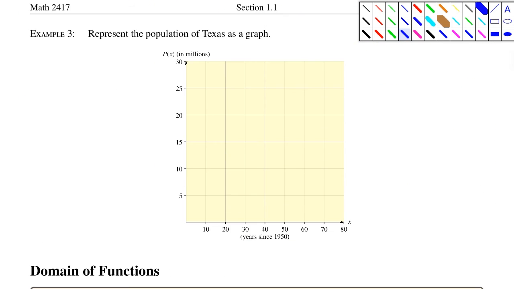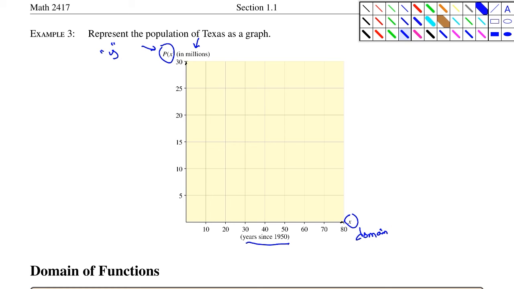Example 3 says represent the population of Texas as a graph. So there's a couple of ideas that we want to explore when we talk about the graph. Number one, be sure to label your axes. So we have x and P of x. The domain axis, the x's, the inputs, are the horizontal axis, and the y values, or the range values, are the vertical axis. Provide more information to describe what those values represent if necessary. In this case, the x's represent the number of years since 1950, and the P values are in millions.